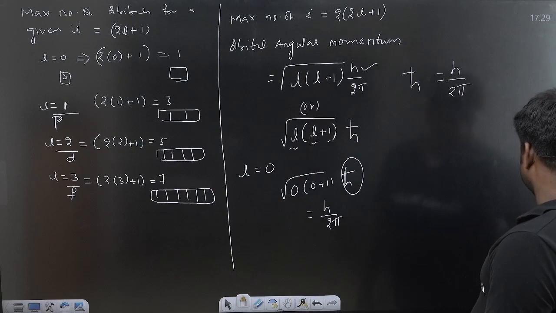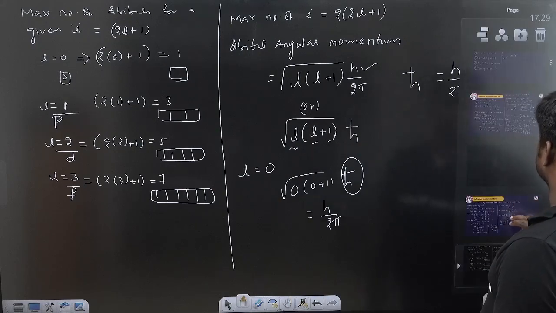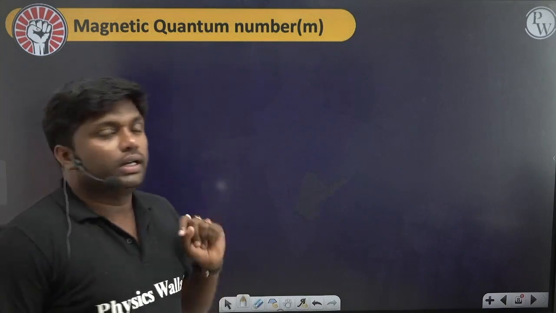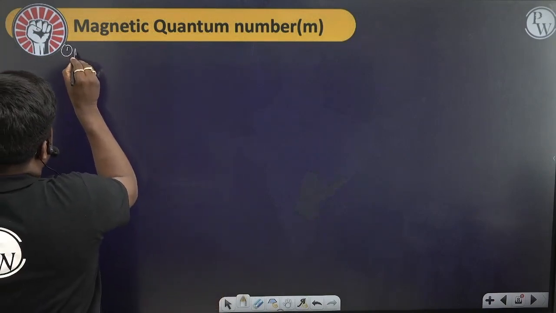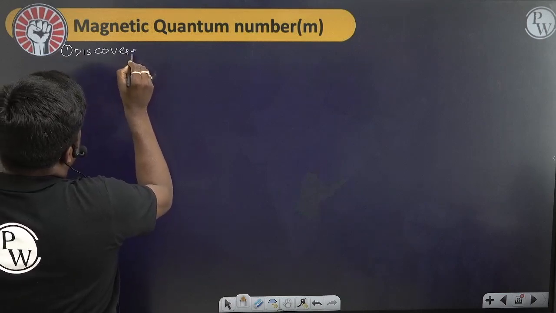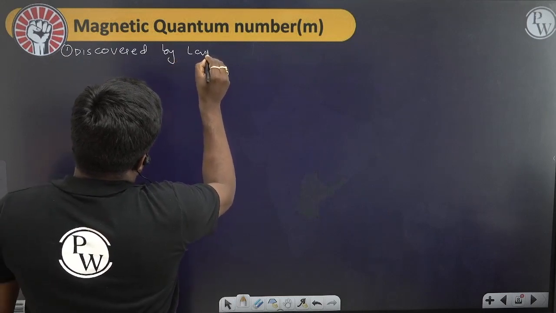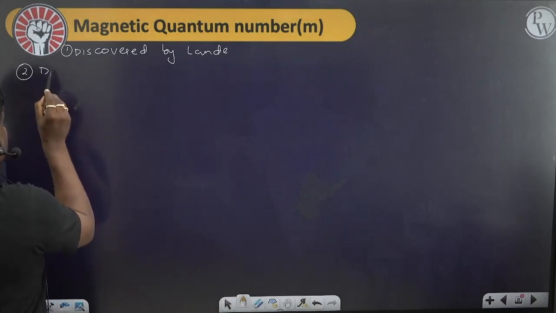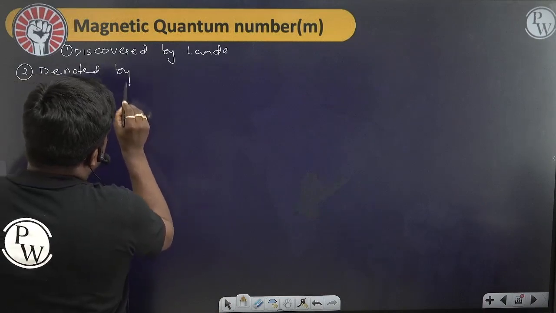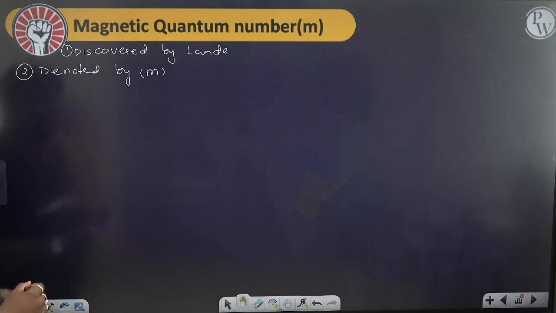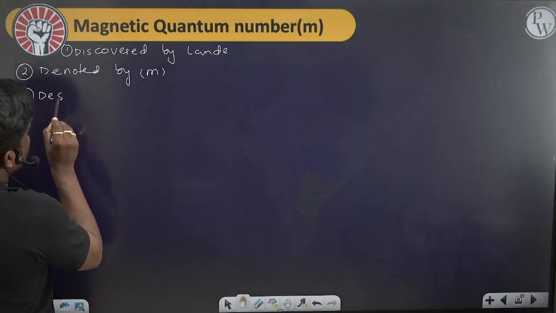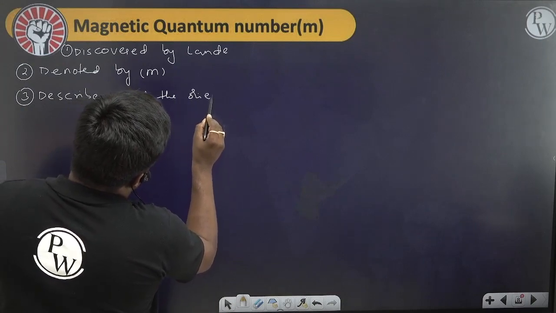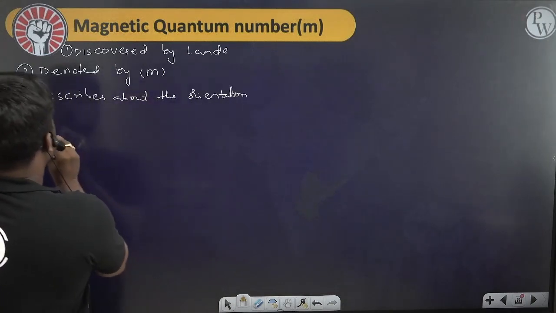And next, coming to the magnetic quantum number. The magnetic quantum number was discovered by Landé and is denoted by the letter m, or m subscript L. It describes the orientation of the orbital.